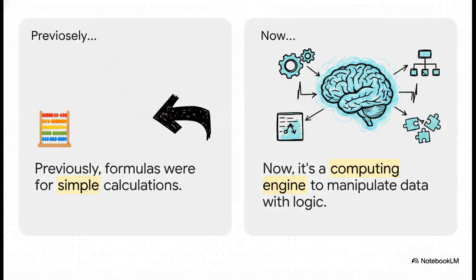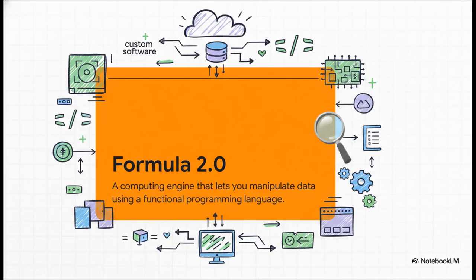Think about it. For the longest time, Notion formulas were basically just calculators, right? You could do 2 plus 2, which was fine, useful, but pretty limited. Now, with Formula 2.0, we're jumping from simple arithmetic straight into system architecture. We're talking about a language that lets us design and bake complex logic right into the very fabric of our workflow. And this is the key takeaway, really.